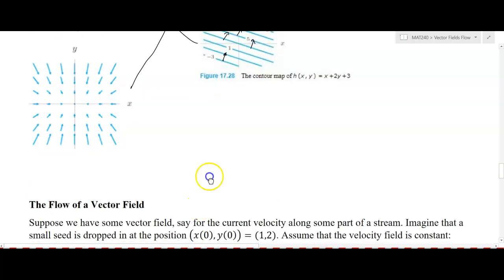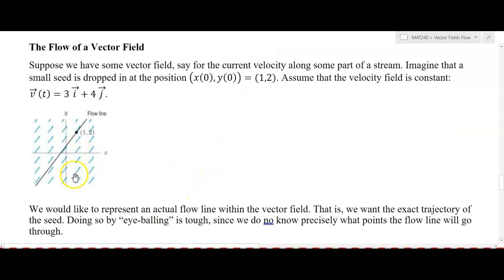Now, one of the things we want to be able to tell from a vector field is if we were to drop a particle in that vector field, is there a function that models where that particle will go? So suppose we have some vector field, say for the current velocity along some part of a stream. Imagine that a small seed is dropped in at the position x of 0, y of 0 equals 1, 2. Assume the velocity vector field is constant. That is, the velocity has a constant velocity of 3 units in the x direction per unit time and 4 units in the y direction per unit time.